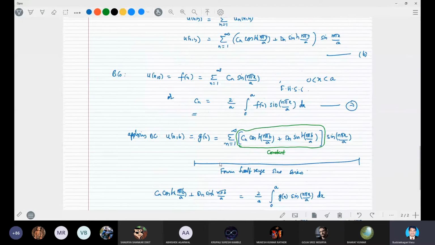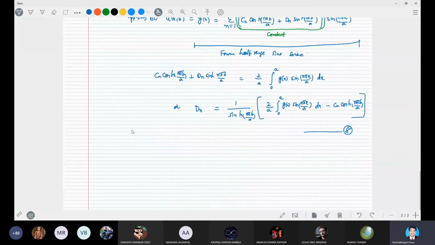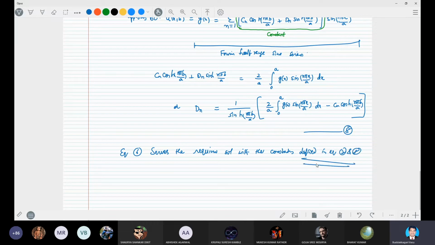Hence, the solution of the problem: equation 6 serves as the required solution with the constants defined in equations 7 and 8. Okay?